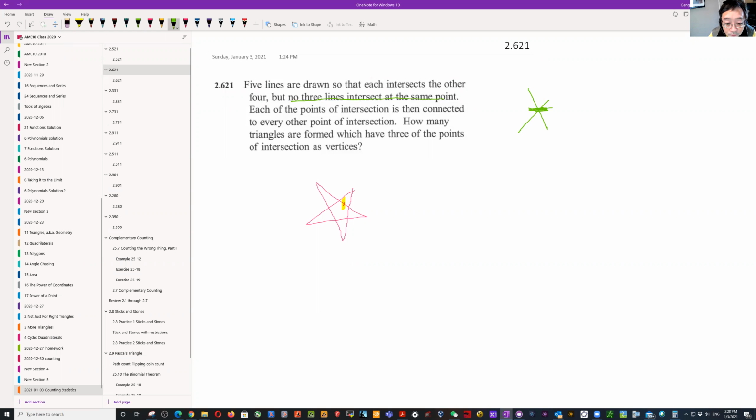Each point of intersection is then connected to every other point of intersection. For example, this intersection is going to be connected with that intersection, and this intersection is also going to be connected with this intersection. So basically, how many triangles are formed which have three of the points of intersection as the vertices?